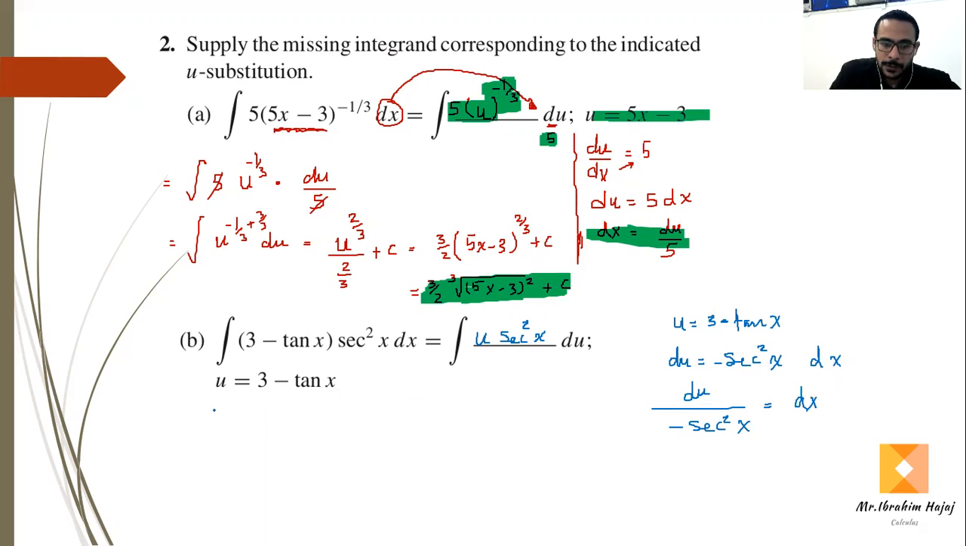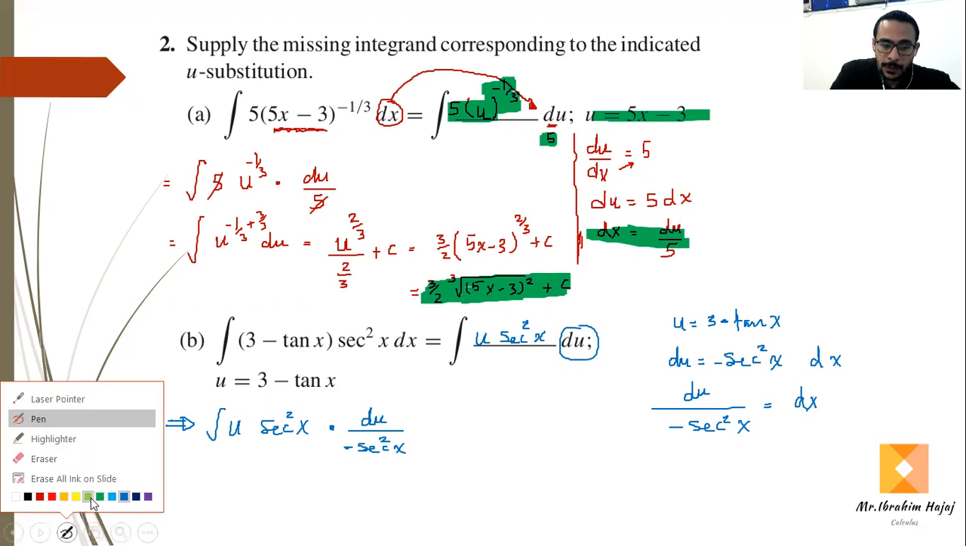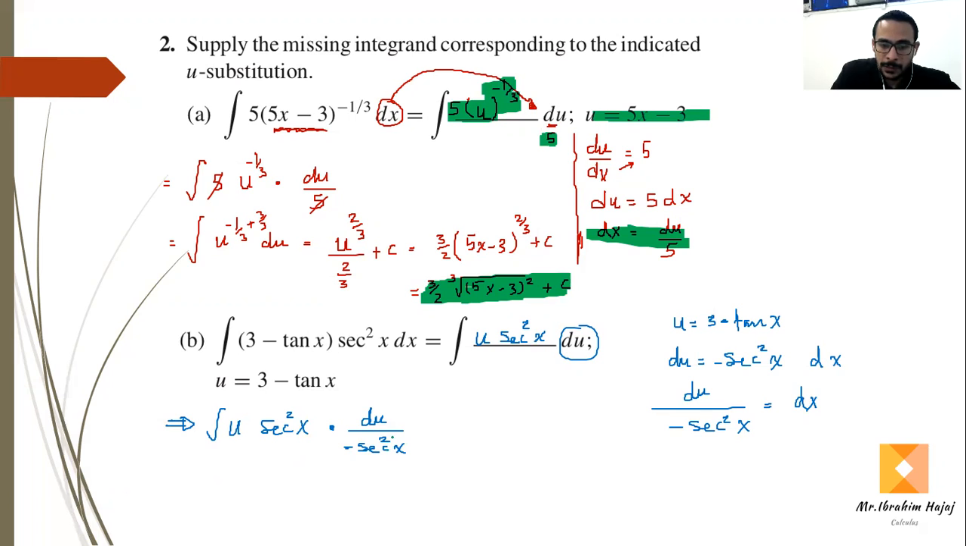Okay. So to complete the question, we replace u into the integral. Secant square the x. Be careful, we are replacing the du by its value: du over negative secant squared x. Yes. Now you have to cancel. Cancellation always happens, so be careful. If it didn't cancel, then you did something wrong.